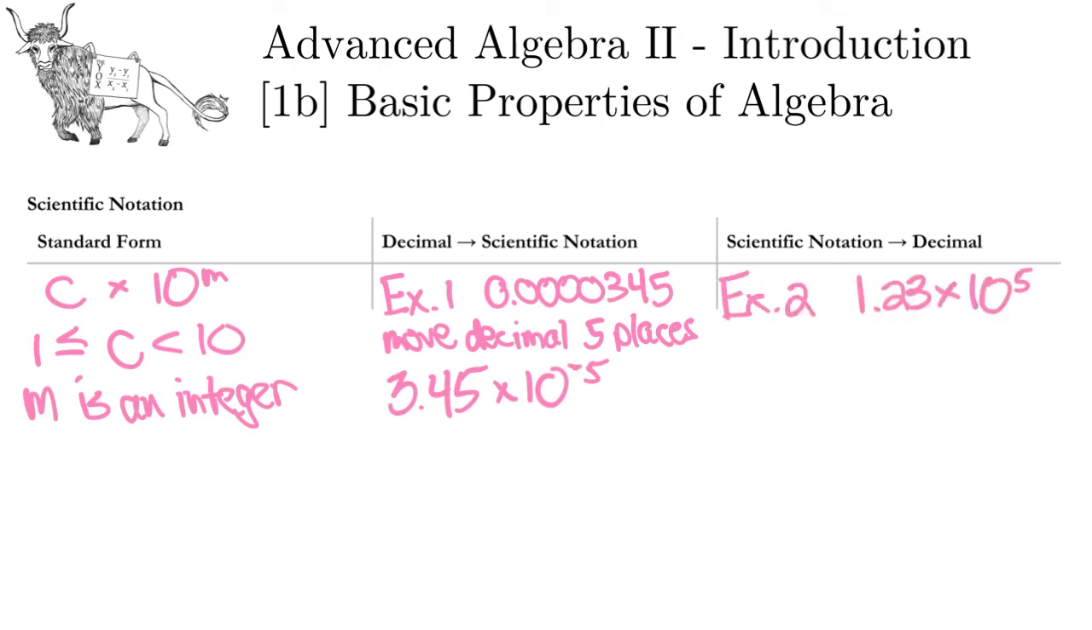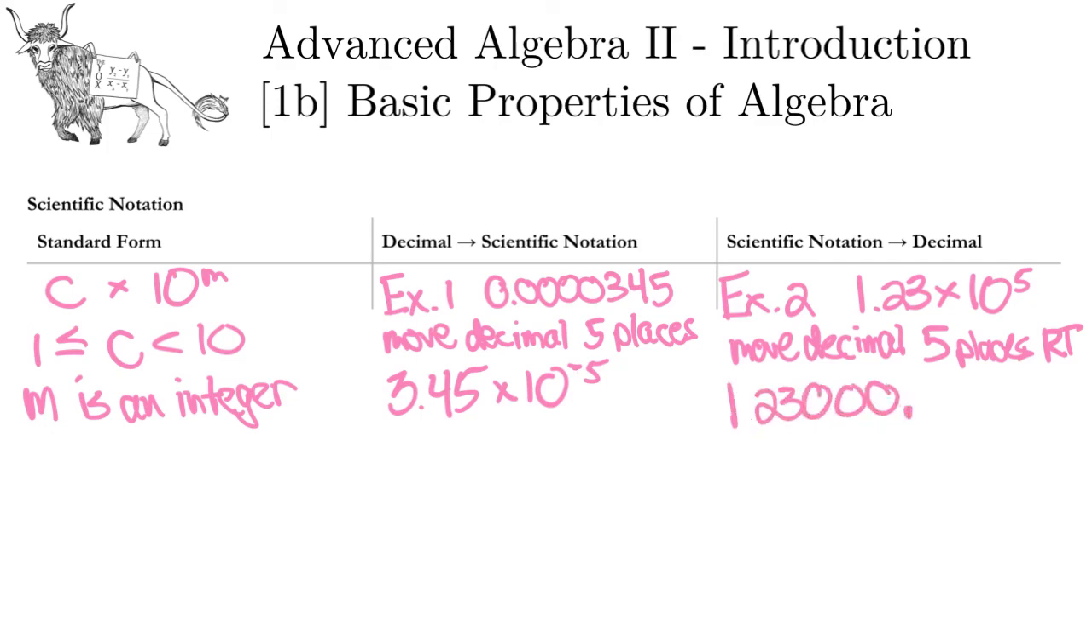The second example is converting scientific notation to decimal. So we have 1.23 times 10 to the 5th power. We need to move that decimal point 5 places. And we're going to move that to the right because 10 to the 5th is making 1.23 get bigger. So 1, 2, 3, 4, 5, and we have 123,000.